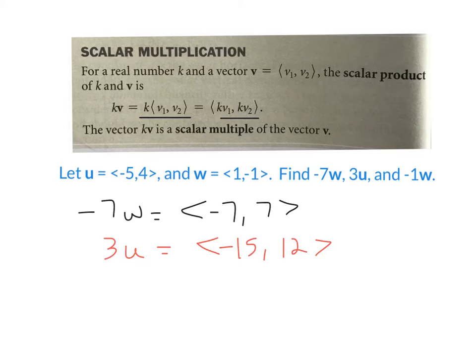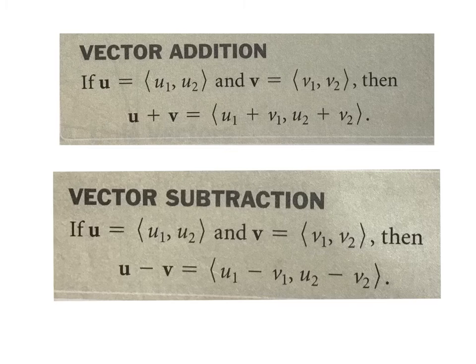And the last one says -1w. So take vector w and multiply by -1. Really just changing the signs. And that's it. It's all you have to do for scalar multiplication. Very easy stuff.